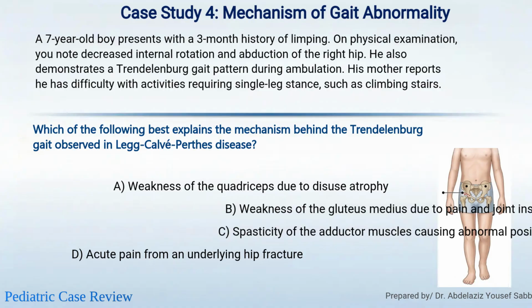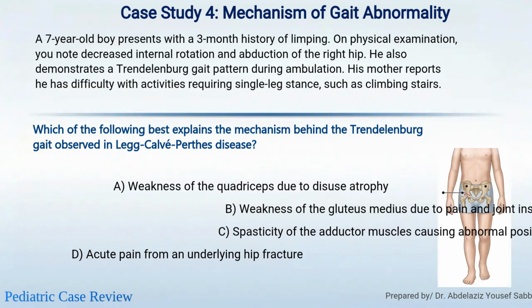Case Study 4. Mechanism of gait abnormality. A 7-year-old boy presents with a 3-month history of limping. On physical examination, you note decreased internal rotation and abduction of the right hip. He also demonstrates a Trendelenburg gait pattern during ambulation. His mother reports he has difficulty with activities requiring single-leg stance, such as climbing stairs.